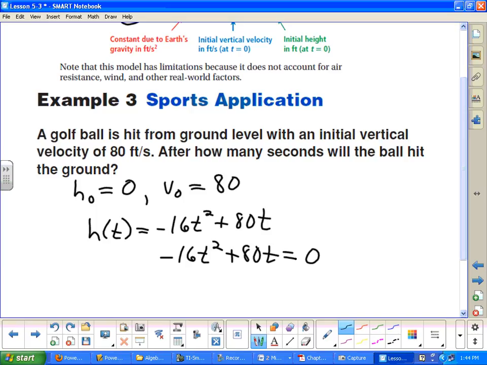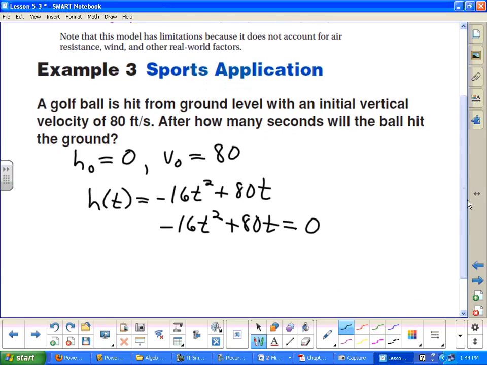Factor it, okay? All right. So first of all, we want to look to see if they have anything in common. Do -16 and 80 have anything in common? They do have a 2. But does 16 go into 80? Yes. That's 5 times.